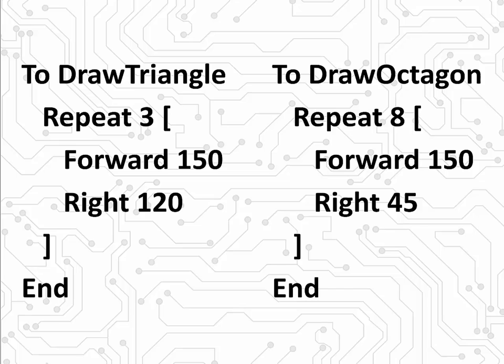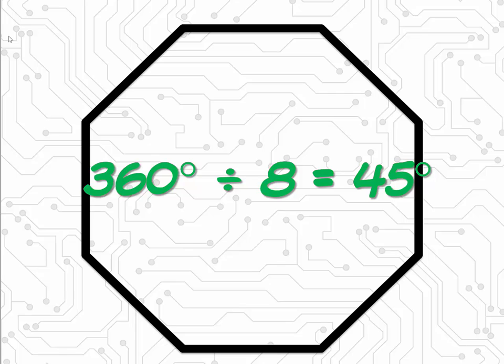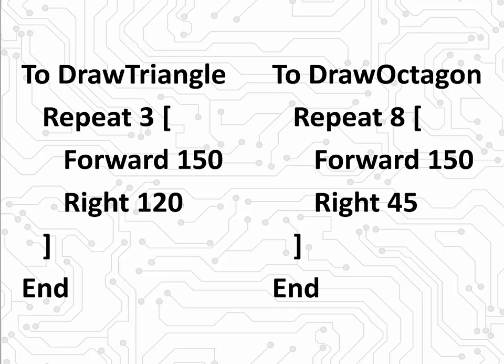You can use this same trick of dividing 360 by a number to figure out how much to turn to draw any shape you want. Here's the even more awesome thing about repeats, though. All the shapes we've drawn so far are called regular polygons because their sides are all the same length and their corners are all the same angles. But you can get a lot wackier with repeats if you want.